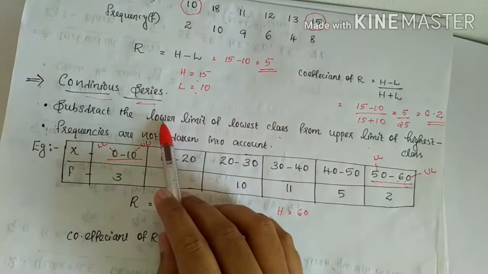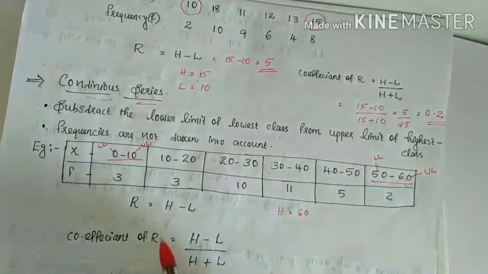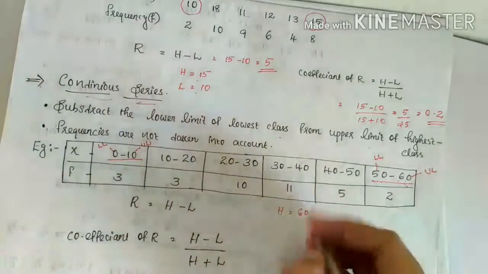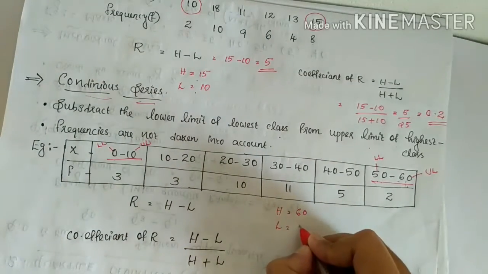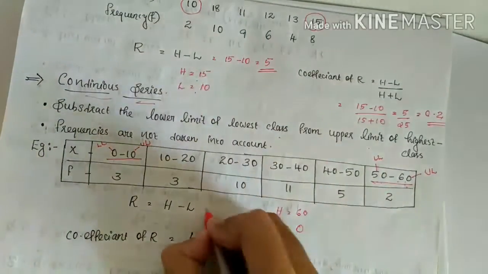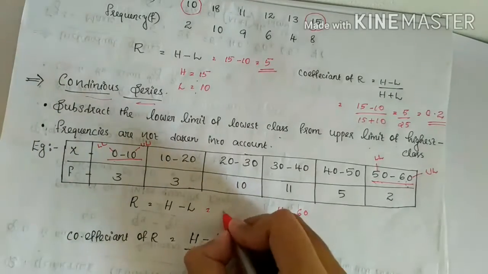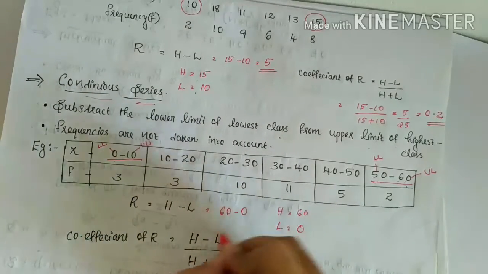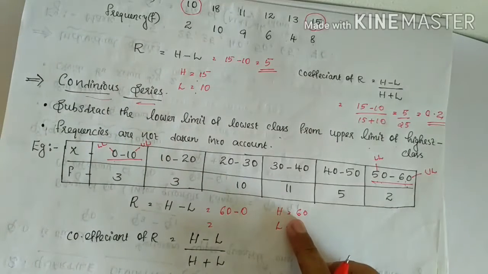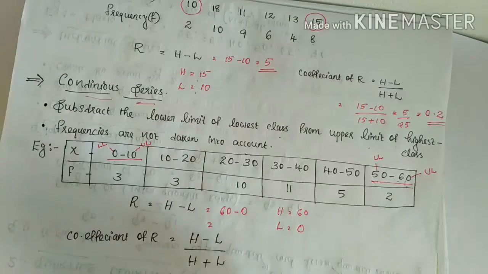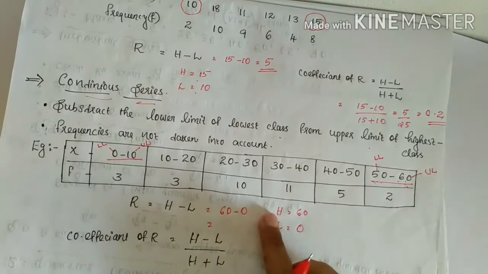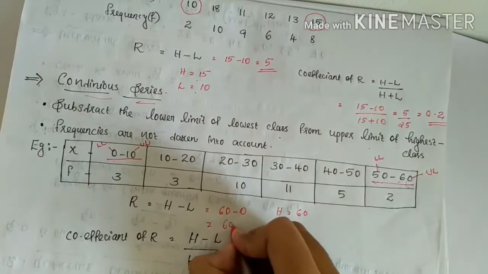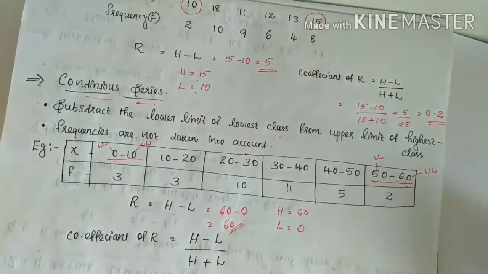And the lower limit of the lowest class. The lower limit of the lowest class is 0. So L is equal to 0. Then we apply the equation, that is 60 minus 0. That is highest value minus lowest value. 60 minus 0, the answer is 60. The value of range is 60.